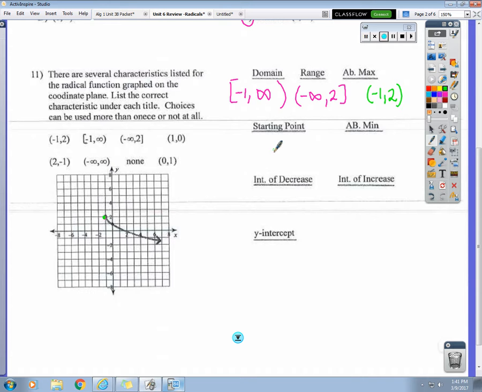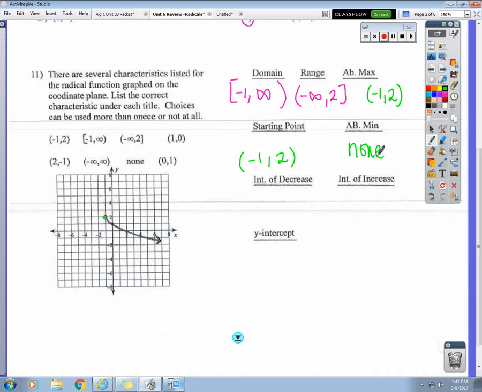Yes, correct. That's also the starting point. That's why they say you can use it more than once. There is no absolute min because it goes down forever. You would never find the lowest point because it continues getting lower. When you hear the word intervals, what do you think of?